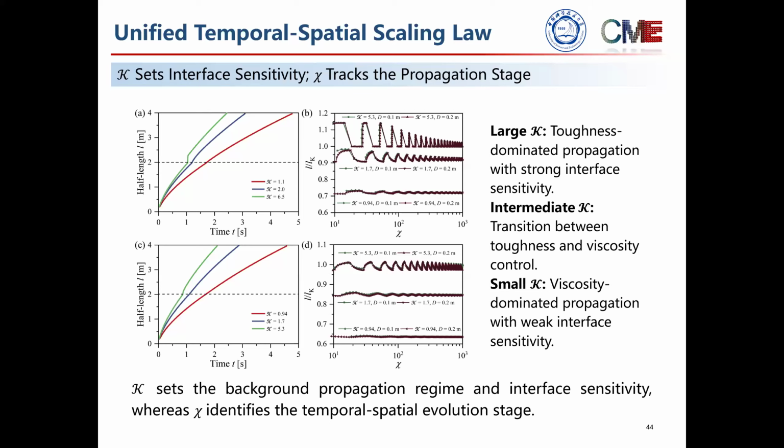By contrast, K tells us where the fracture is in the temporal-spatial evolution through the layered system. So those two parameters play different roles. Kappa controls the strength of the interface response through the background propagation region. K identifies the stage: homogeneous, single interface, multi-layer, or homogenized model.